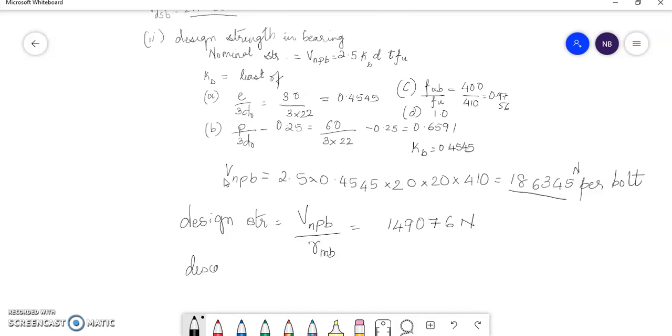The design strength of the joint will be 6 times the value of design strength because there are 6 bolts. So the design strength of the joint in bearing is 894.456 kilonewton.